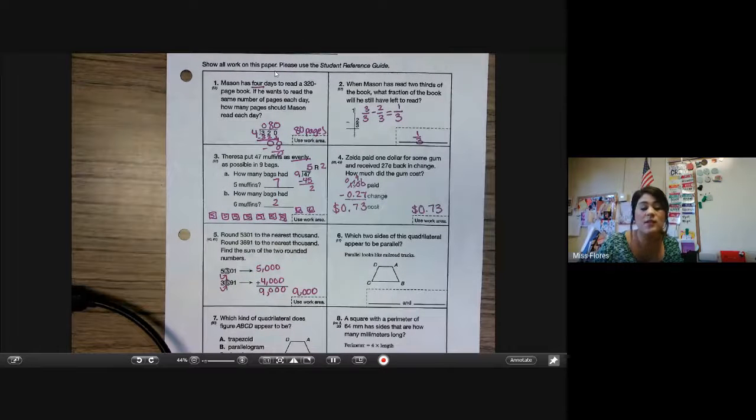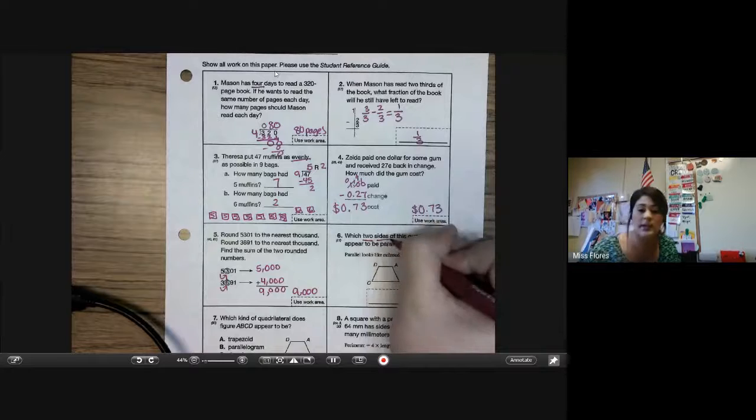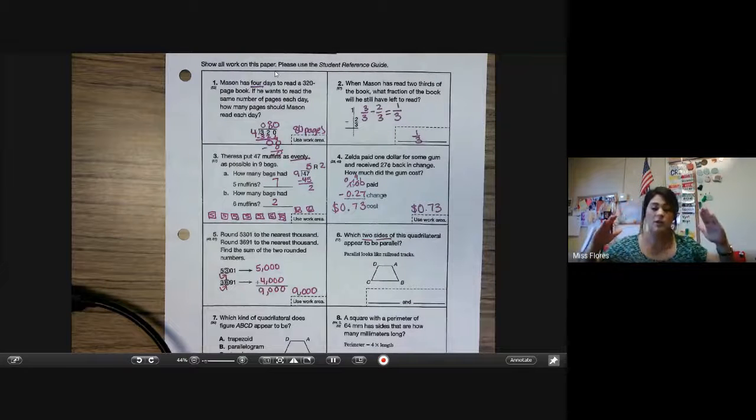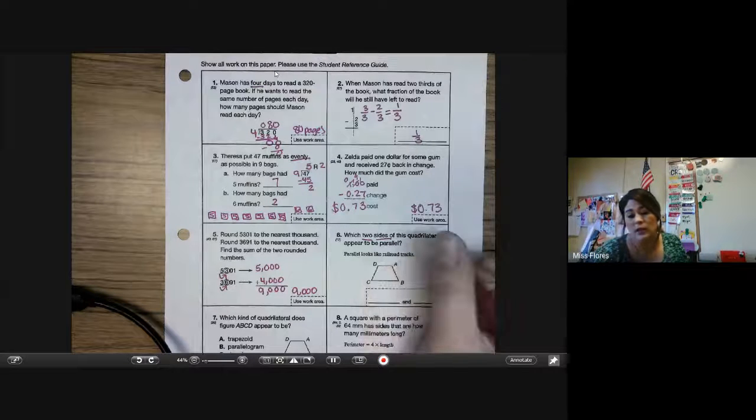All right, number 6, which two sides of this quadrilateral appear to be parallel? So you're already going to look for two sides, okay, two lines. And parallel, remember, parallel means that they run the same direction and they're never going to touch, okay? They're never going to touch. So if we look at line DC, okay, it's angled like this. And if we look at AB, it's also angled. So eventually, if they keep going, they will touch. So those are not parallel lines.